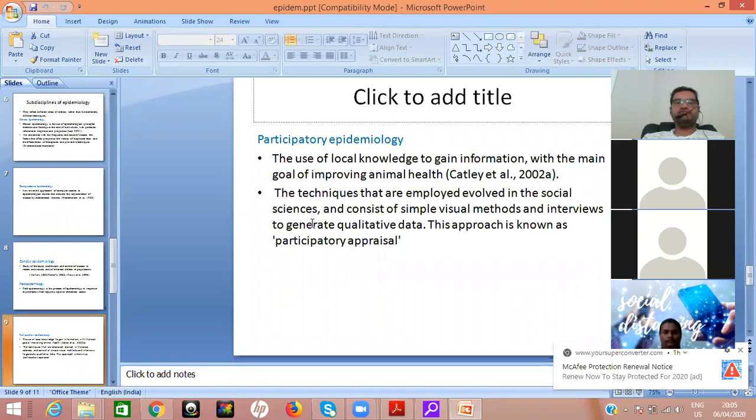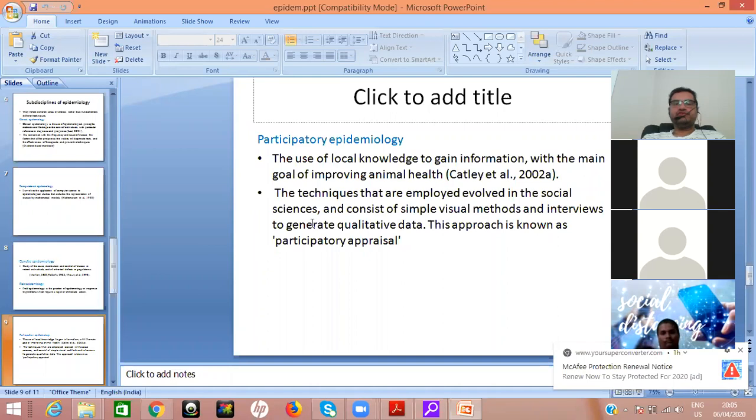Participatory, as we all know, participation means we have to take the help of local persons in the field condition. Say, for example, a country like India or a country which is underdeveloped, they do not have a good knowledge of the disease at ground level. They do not have better communication facilities at ground level. So what is our strategy to go for its control? Because our main aim is to maintain animal health.